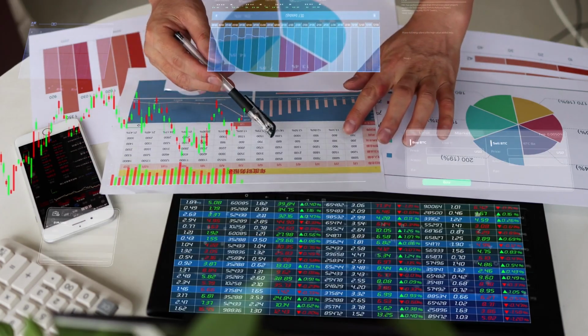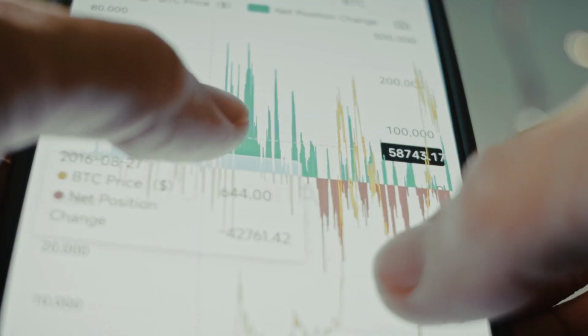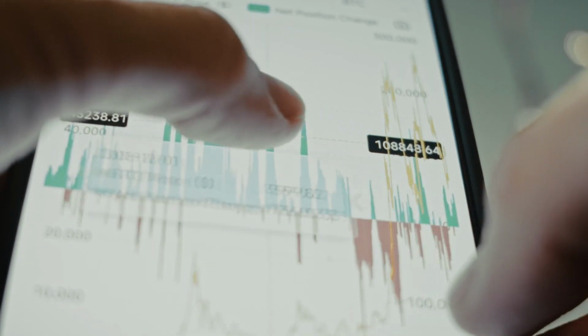And that's how you read a stock chart. It's not about perfection, it's about progress. So take your time, practice, and keep learning.